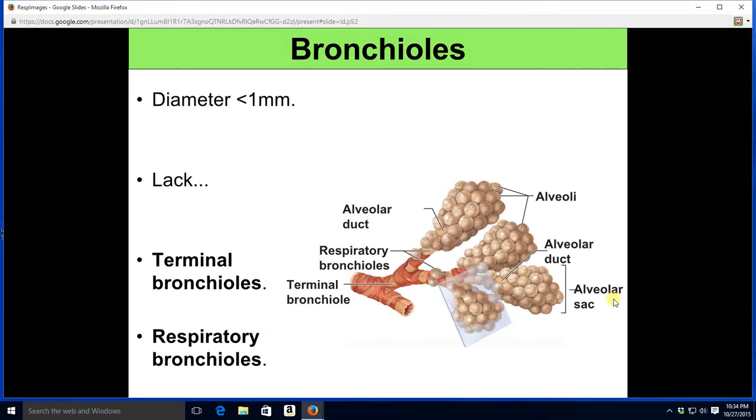Hey, time for respiratory number 4. Starting up with the bronchioles. So we were just doing bronchi last time, and bronchioles are going to branch off bronchi. Pretty much by the time we get to bronchioles, we've done so much branching that our tubes are very small. Their diameter is less than a millimeter.